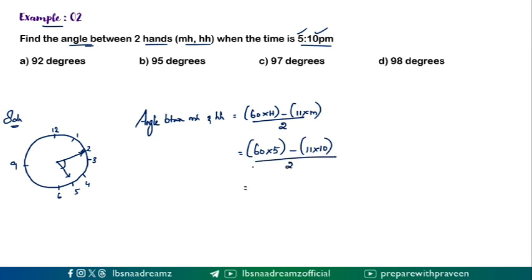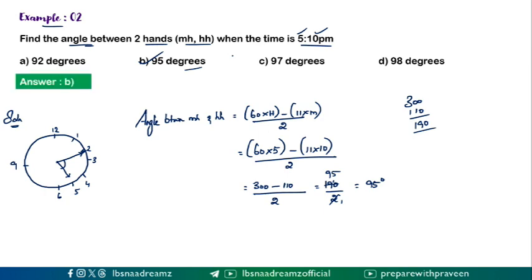whole divided by 2, which is equal to 6 fives are 30, so 300 minus 110 divided by 2, which is equal to 300 minus 110 is equal to 190. Am I right? So 190 divided by 2, 95 degrees. Option B, 95 degrees is the right answer. Yes, option B, 95 degrees is the right answer.